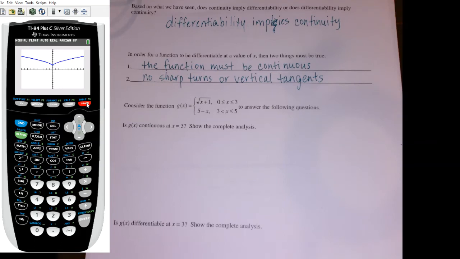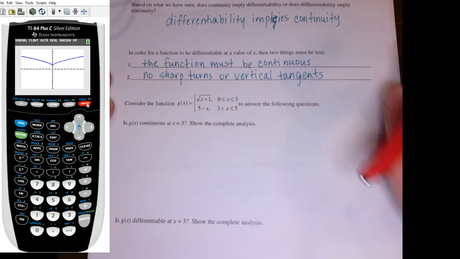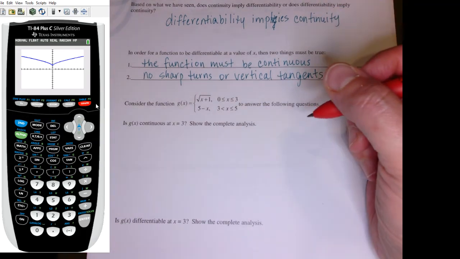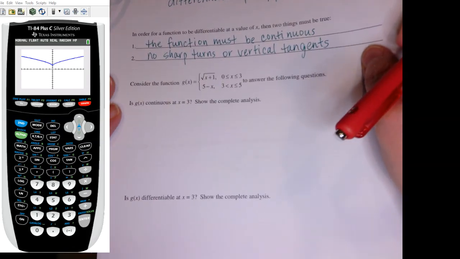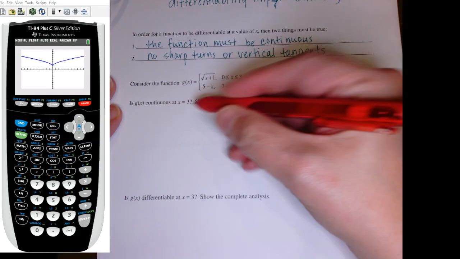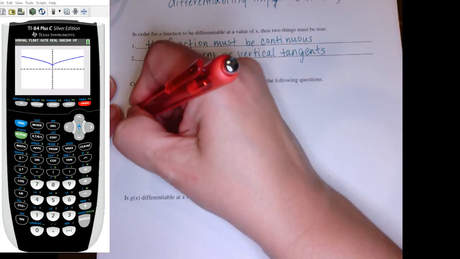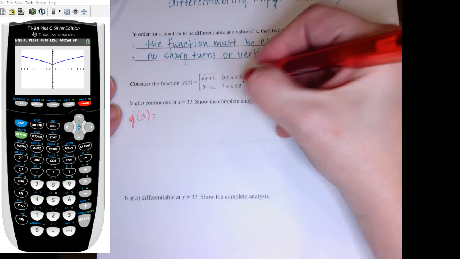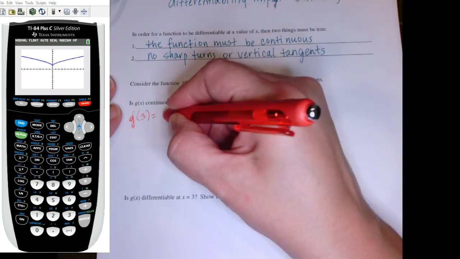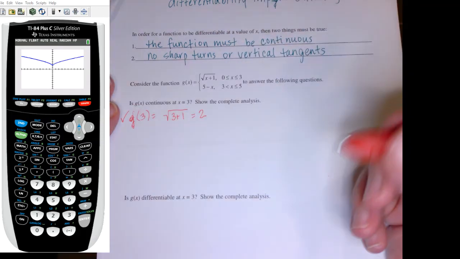Is it continuous? We've got to go back to our continuity rules, which told us that in order to be continuous, the limit has to exist and the function has to equal the limit. So let's find out if the function exists at 3. So find g of 3. G of 3, we would plug into this first piece because I see the equal sign there. So that would be square root of 3 plus 1, which would be 2. G of 3 exists.